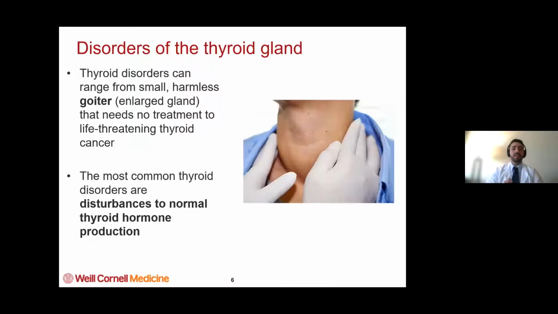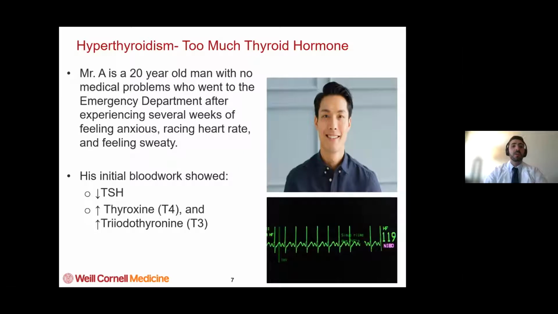So, some disorders of the thyroid gland. Thyroid disorders can range from something as benign and harmless as goiter, which just means an enlarged thyroid gland that doesn't require any treatment, all the way to life-threatening thyroid cancer. However, the most common thyroid disorders we see are disturbances to the normal thyroid hormone production. I want to start off by talking about hyperthyroidism, which means too much thyroid hormone.